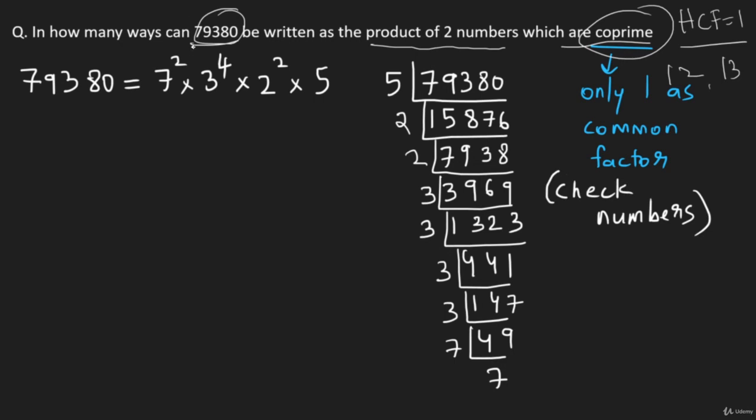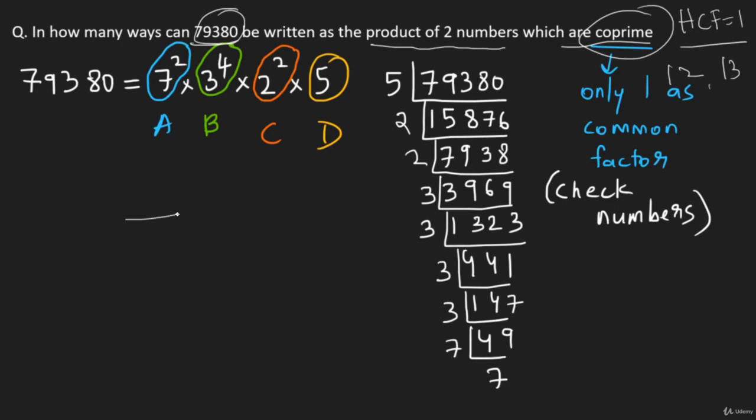Let's move on. Now over here I have 7 square. Let me call 7 square as A. Similarly, 3 to the power 4 as B, 2 square as C, and 5 as D. Now, why is it that I'm grouping them together? Because I need to divide these into sets of two numbers, right? I need to form two numbers with these such that they are co-prime.